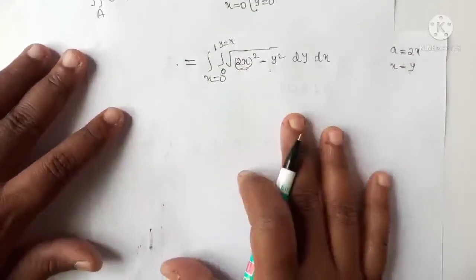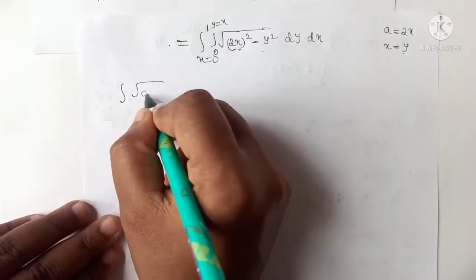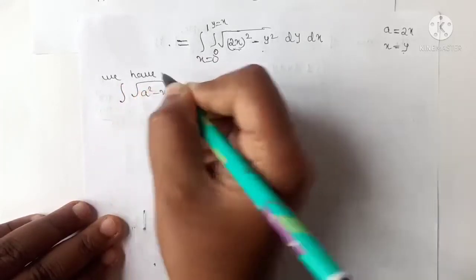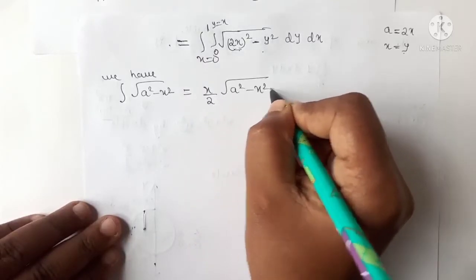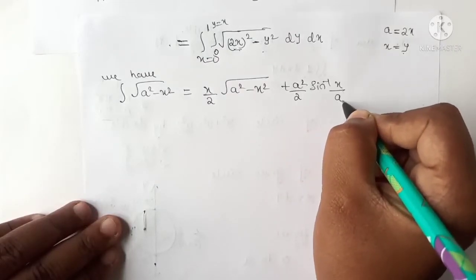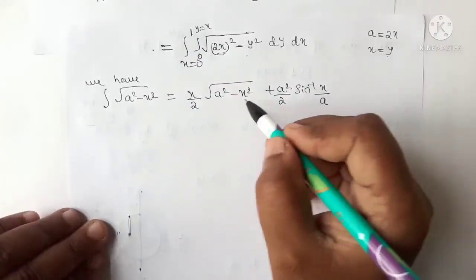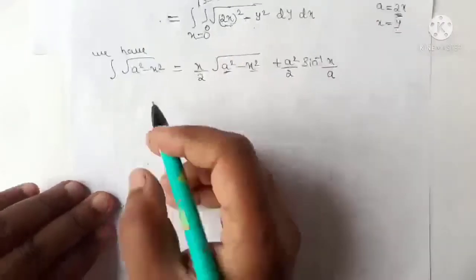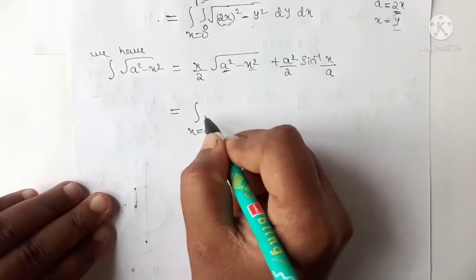In the last problem only we have used that formula, that is the integration of square root of a square minus x square is equal to x by 2 square root of a square minus x square plus a square by 2 sine inverse of x by a. Applying this formula to this one here, remember that in the place of a we have 2x, in the place of x we have y. So using this formula, you will get the integral x equals 0 to 1.